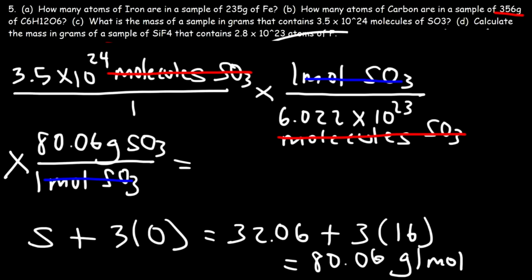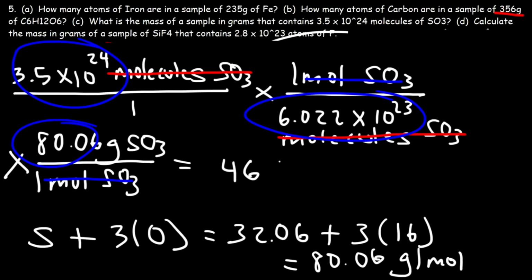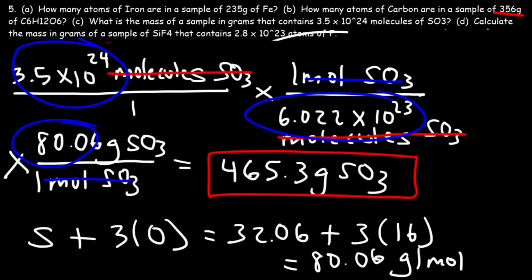And now let's perform the calculations. So it's going to be this number, 3.5 times 10 to the 24 divided by Avogadro's number. And right now you should have like 5.812, and then we're going to multiply it by 80.06. And so the final answer is 465.3 grams of SO3. And so that's it for this example.